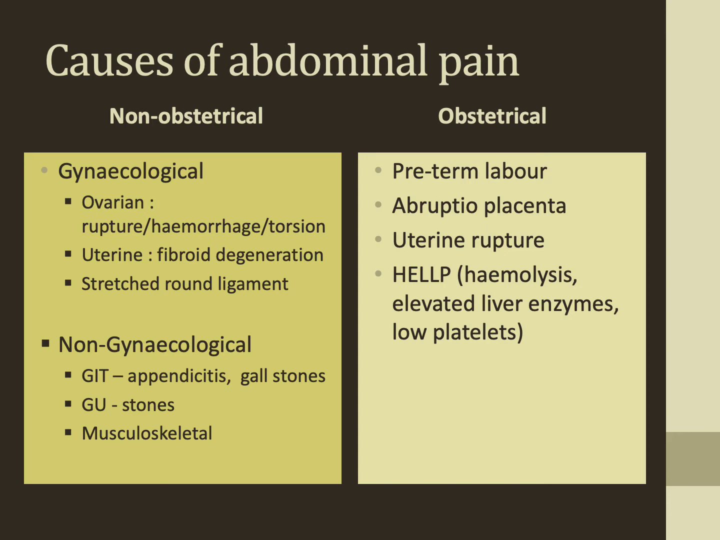Under the non-obstetrical causes, we have those that result from gynecological sources such as the ovary, and this can arise from ovarian rupture, hemorrhage, or torsion. In the uterus, one of the common causes of pain is fibroid degeneration. Another cause is stretched round ligament, although there is no radiological criteria for round ligament stretching.